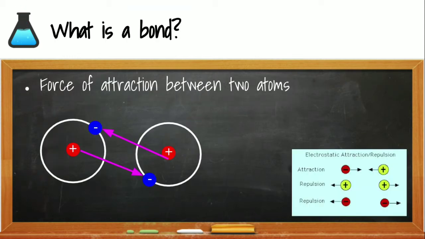So in this video, we will describe why bonds form. A bond is a force of attraction between 2 atoms. A bond is a force of attraction between a positive nucleus and negative valence electrons. Recall that valence electrons are the only part of the atom that actually participates in bonding.